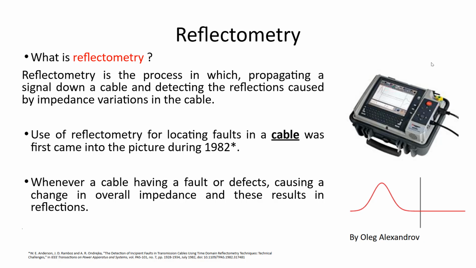Reflectometry is the process of propagating a signal down a cable and detecting the reflections caused by impedance variations in the cable. So if we send a signal from one of the ends of a cable, the signal travels on the cable like a wave, and whenever it meets a difference in impedance, there will be reflections. We'll see in future what kind of reflections occur for what kind of impedance changes. So this is the basic technique.